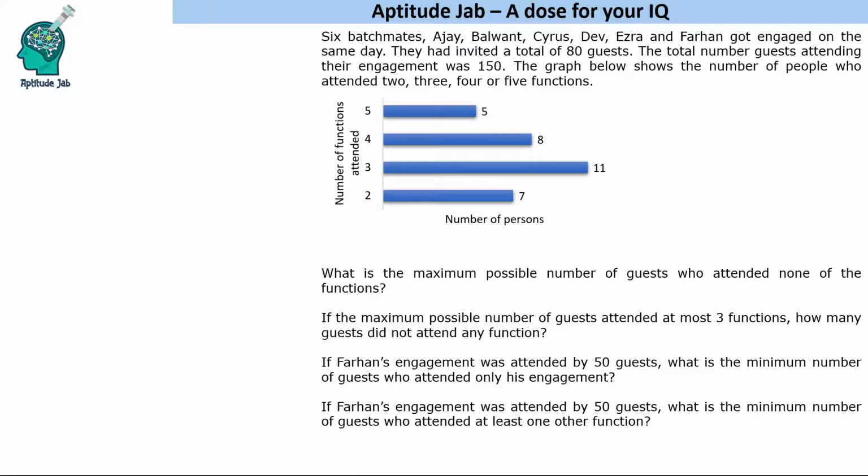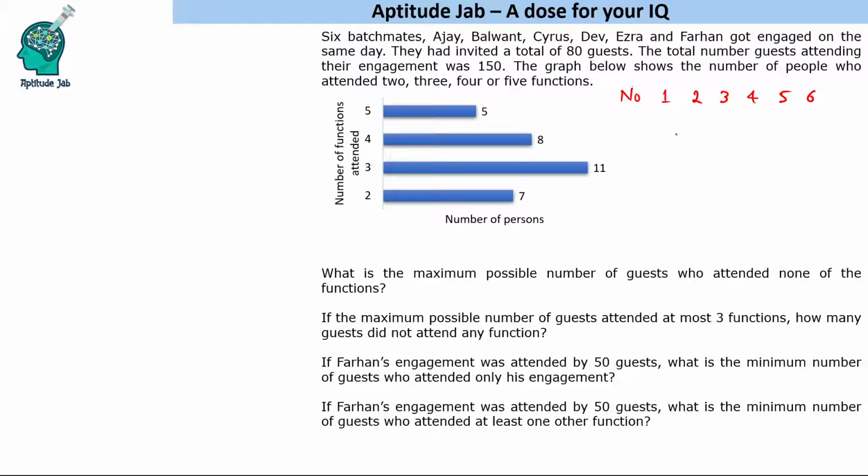Now the thing is, they invited a total of 80 people and the number of people attending is 150. So some people attended multiple functions, right? That is given to us: some people attended 5 functions, some attended 4, 3, 2, and so on. Now we have 6 categories of people, right? Some people might have attended no function, some one function, two functions, three functions, four functions, five functions, or all six functions, right?